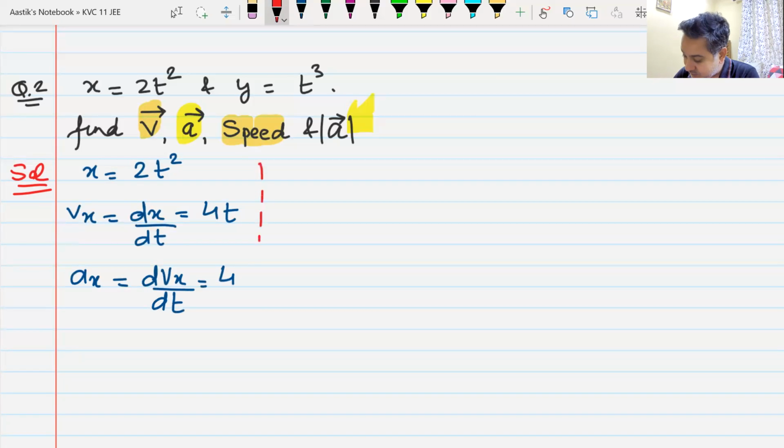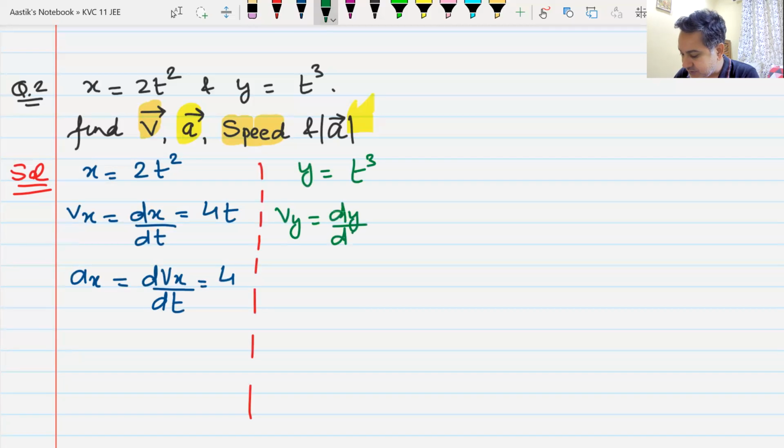Now I can make one more equation along y-axis. Y is equal to t cube. If I differentiate this y, I will get vy. Vy will be dy by dt. And differentiate this, 3t square. That is vy. I differentiate this once more.